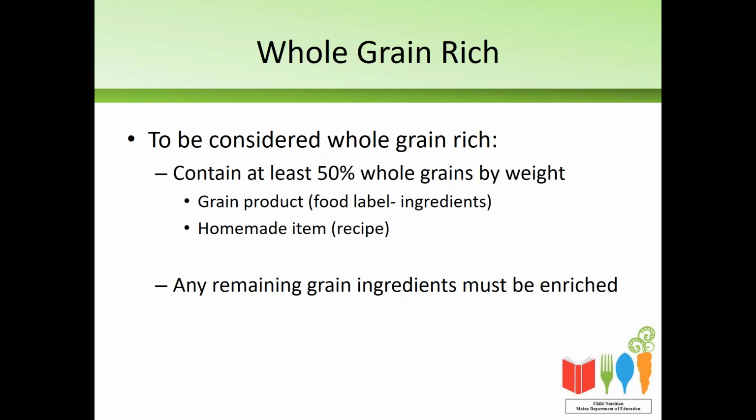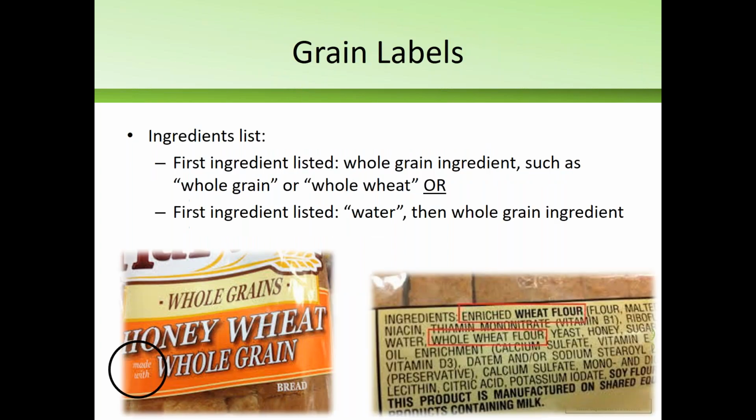So how do we know if a grain we want to serve is whole grain rich? In order to be considered whole grain rich, a grain must contain at least 50% whole grains by weight. So if you're offering a grain product, such as purchasing a whole wheat bread, you would look at the food label and ingredient statement to determine if it is whole grain rich or not. On the other hand, if it's a homemade item, you would look at the recipe to determine if 50% of the grain ingredients are whole grain, as they're listed on the recipe by weight. And any remaining grain ingredients must be enriched.